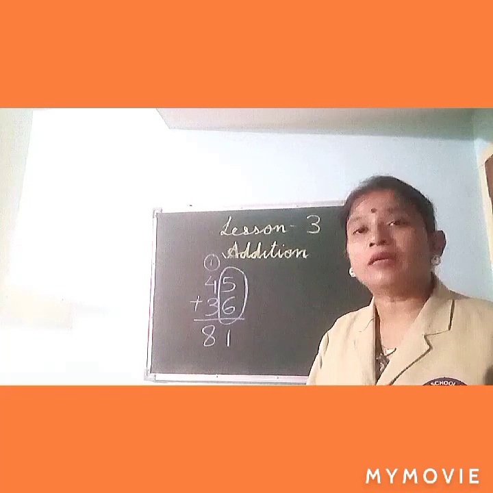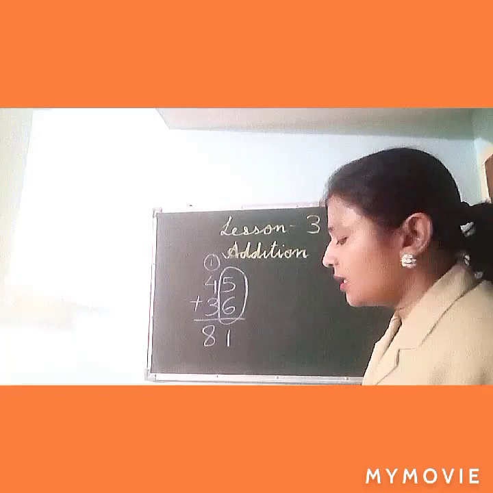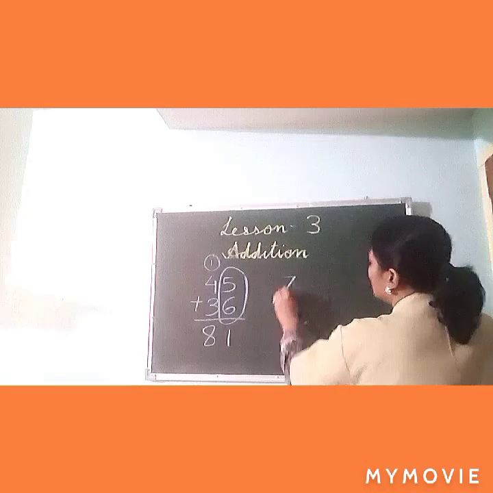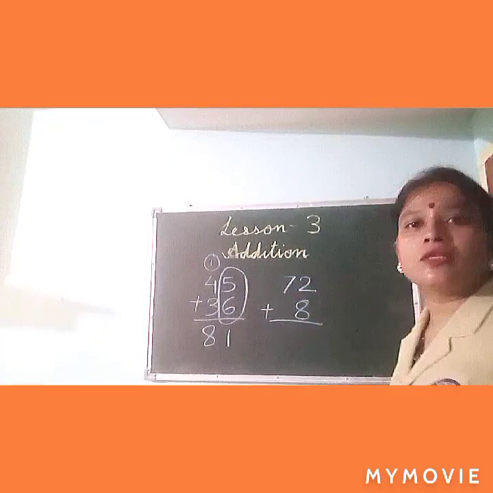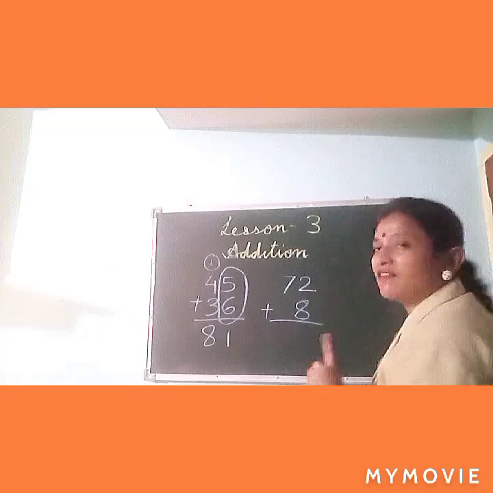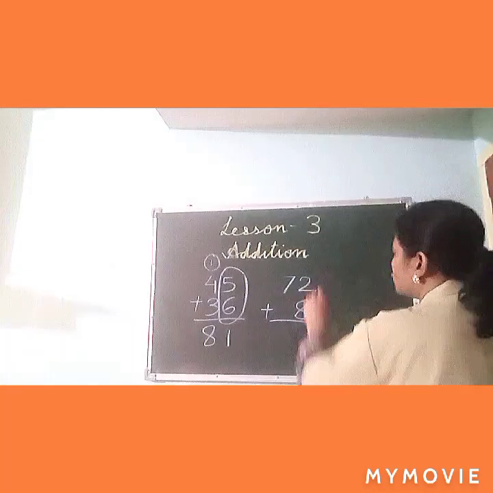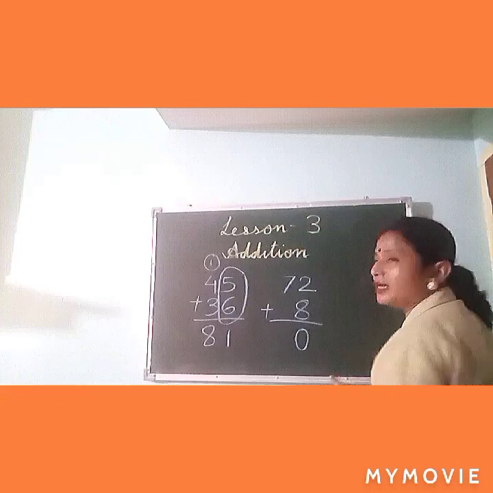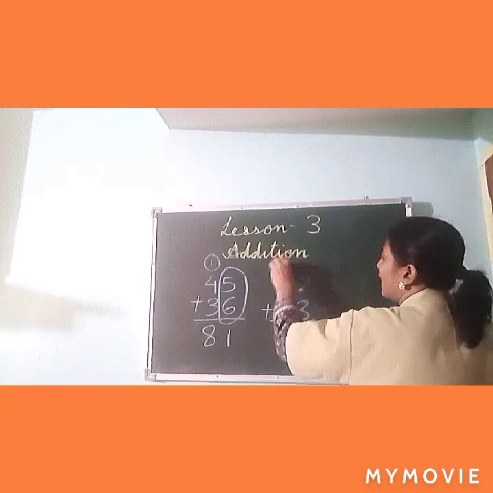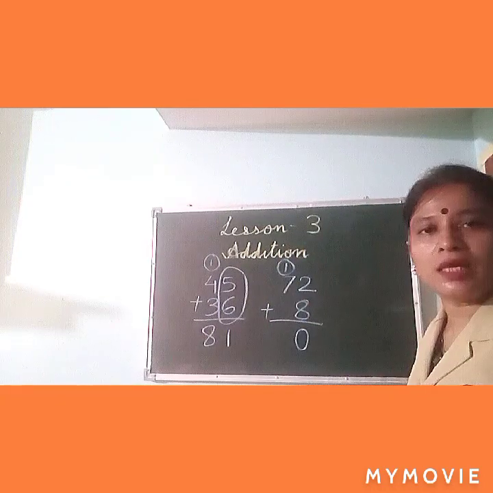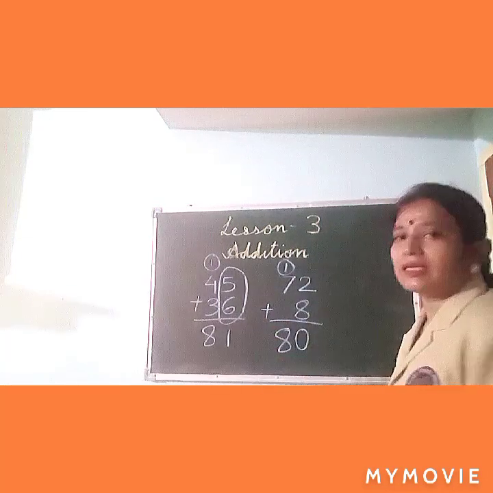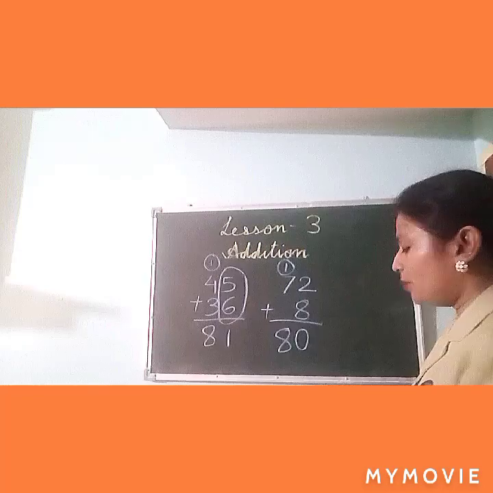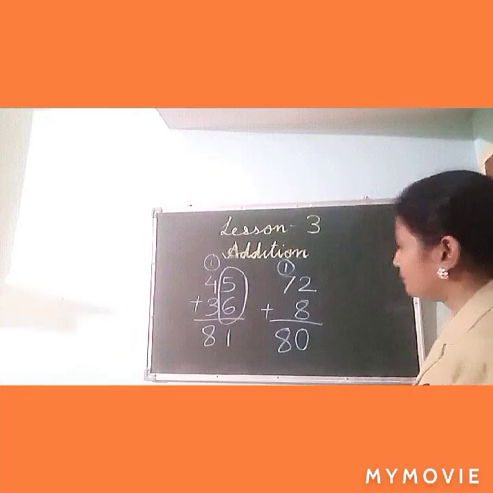Come to the sum which is given in 46. That is 72 plus 8. 72 plus 8. 8 plus 2 is 10. So you will write 0 here and 1 will be carry forward. 7 plus 1 is 8. So you will write 80. Like this it is the answer. 72 plus 8 is 80.